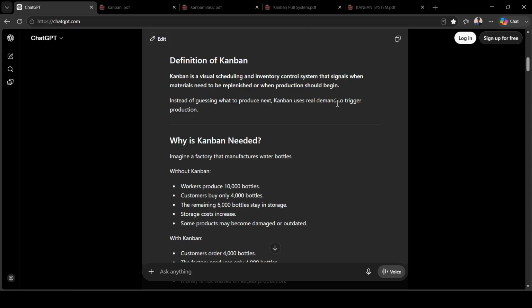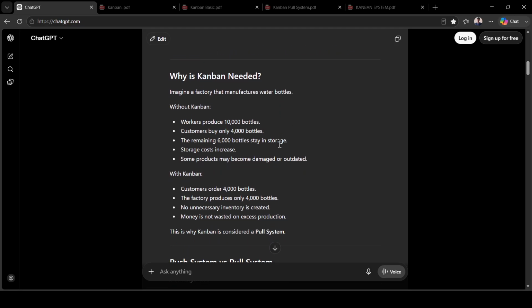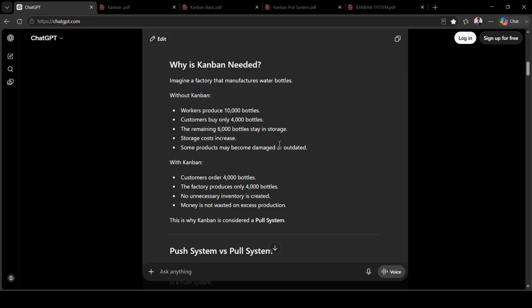Then, why is Kanban needed? Imagine a factory that manufactures water bottles. Without Kanban, workers produce 10,000 bottles. Customers buy only 4,000 bottles. The remaining 6,000 bottles stay in storage. Storage cost increases. Some products may become damaged or outdated.